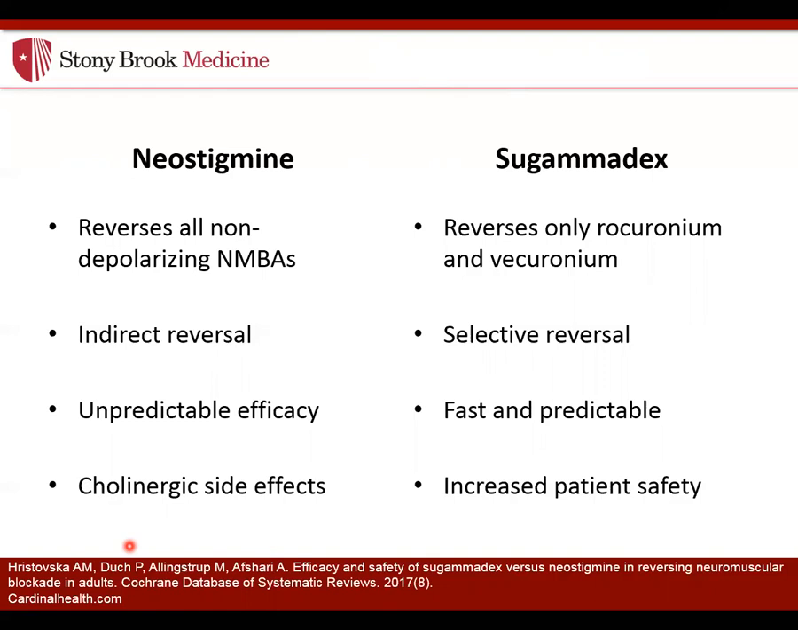Again, it also has a lot of side effects. Again, these are cholinergic, specifically bradycardia, hypotension, postoperative nausea and vomiting. So it may lead to reduced tolerability and the potential to utilize other medications just to manage the side effects. Sugammadex, on the other hand, is selective for both rocuronium and vecuronium. It is associated with faster reversal time, and it has more predictable reversal as well as a better side effect profile.